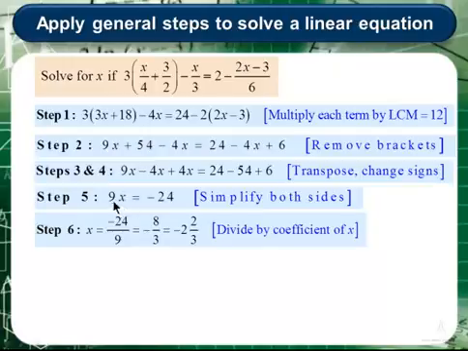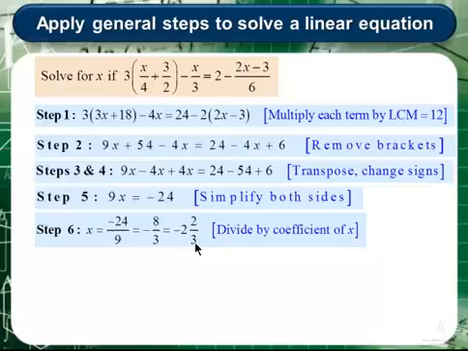So in this case we have to divide both sides by the coefficient of the unknown, in this case 9, and we generate a solution x is equal to minus 24 over 9, and if we simplify this particular rational number we have minus 8 over 3, or it can also be written as minus 2 and 2/3. Now that is the solution process of the given linear equation.